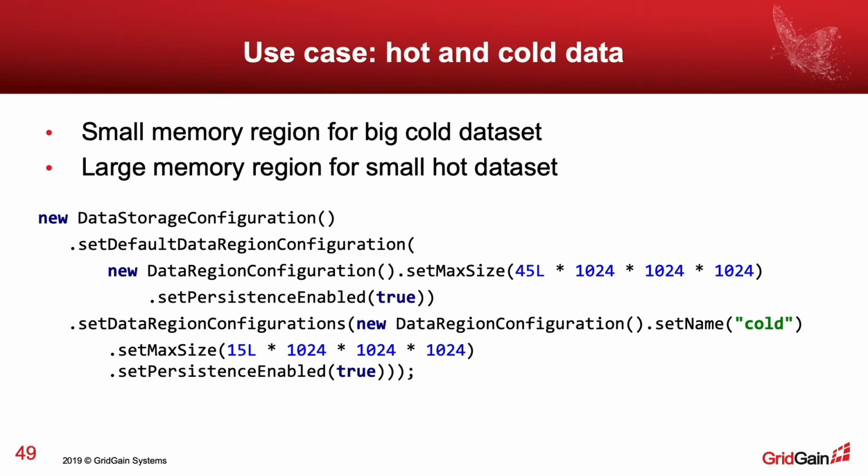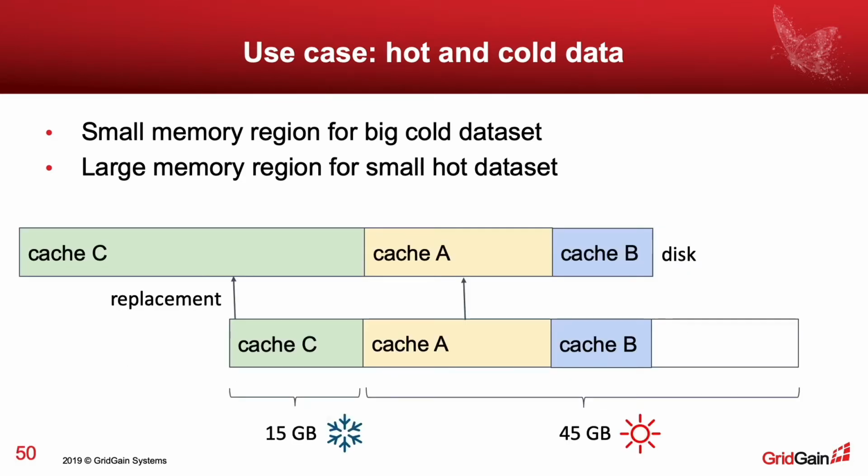Here is how to configure. You just specify two regions and set different limits for each of them and different names, and you link your caches with regions by specifying the data region name in the cache configuration, and that is what will happen. You have, for example, two hot caches A and B, and they reside in your hot big region. And you have cache C with a historical data set, for example, audit information and the history of all of your transactions.